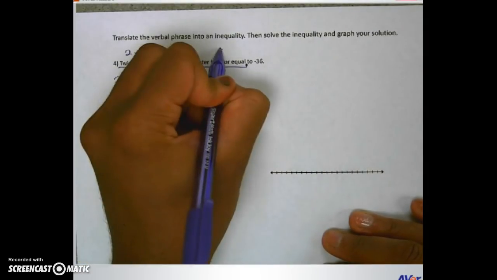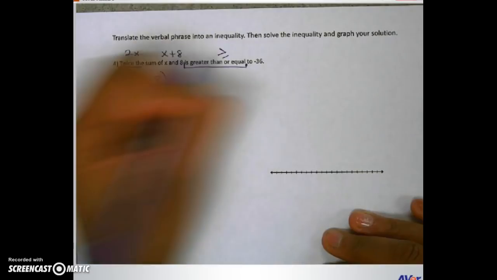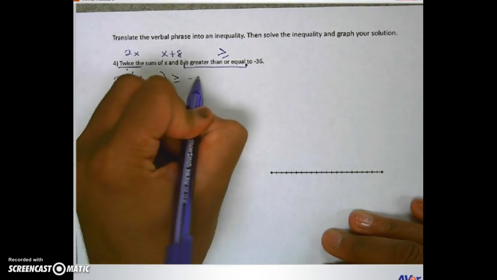So greater than is always to the right, or equal to. Greater than or equal to negative 36.